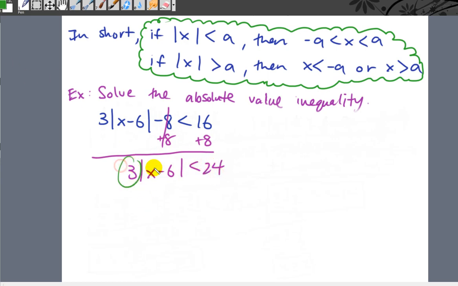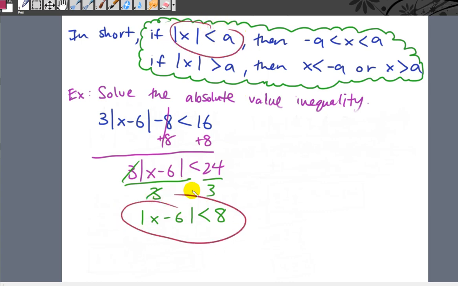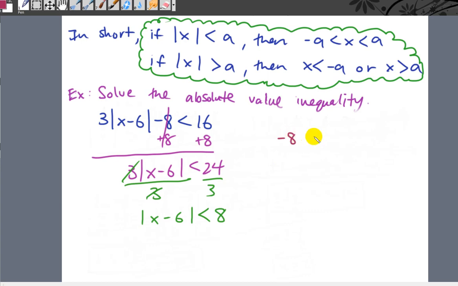And then what I see is we have a 3 on the outside, so we can further manipulate this absolute value expression by dividing by 3. So we can cancel, and we have the absolute value of x minus 6 is less than 8. Now let's just say we use some of the rules. So as you can see here, this kind of looks like this. So let's go ahead and manipulate that as the other way we see it. So this says that this expression x minus 6 has to be between negative 8 and positive 8.